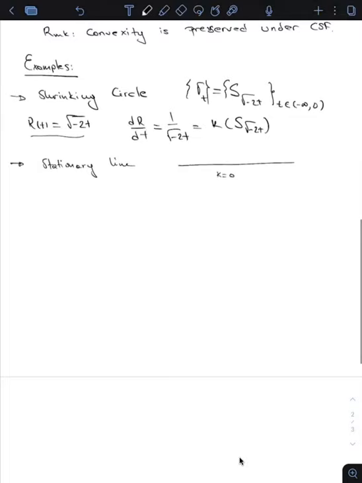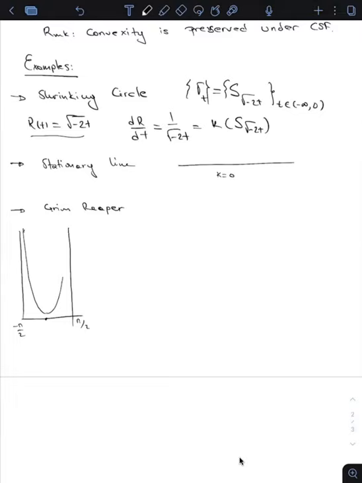A more interesting solution is the Grim Reaper. The Grim Reaper looks as follows. It is a graph that lies between two parallel lines of width pi. It is symmetric with respect to the y-axis. Okay, it should pass here through zero. This is here my e1, e2. This, what I've drawn here, is a graph of the function y of x equals minus log cosine of x.